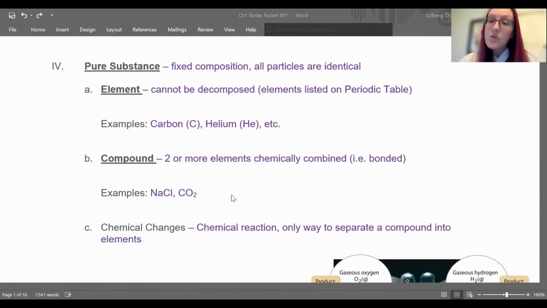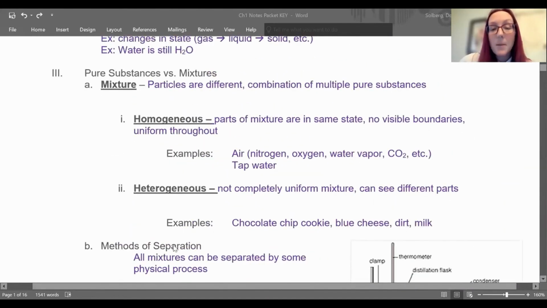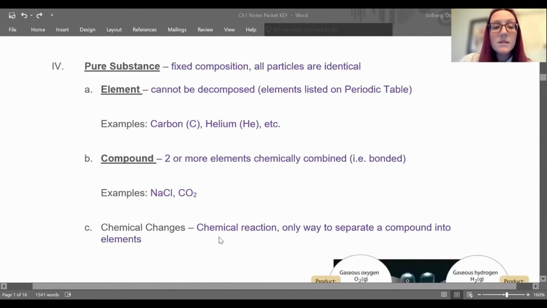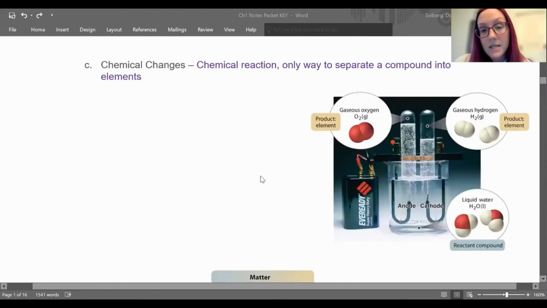If all of the particles, which are the smallest piece of a substance, look exactly the same, it's going to be a pure substance. So it's either an element or a compound in that case. Now, the only way to break down a compound, since you can't break down an element, is through some type of chemical change. We said up here that mixtures can be separated by physical processes or physical changes. Well, compounds can be separated by chemical changes. A chemical reaction is the only way to separate a compound.